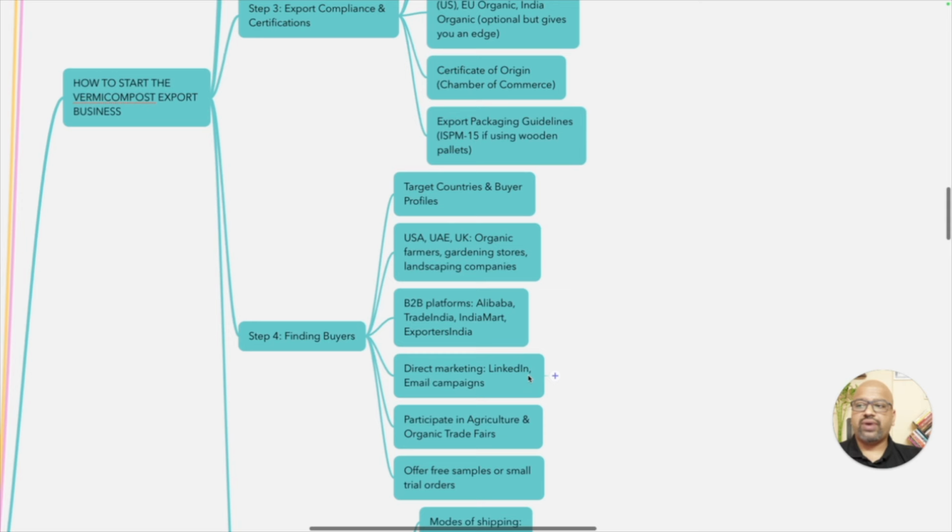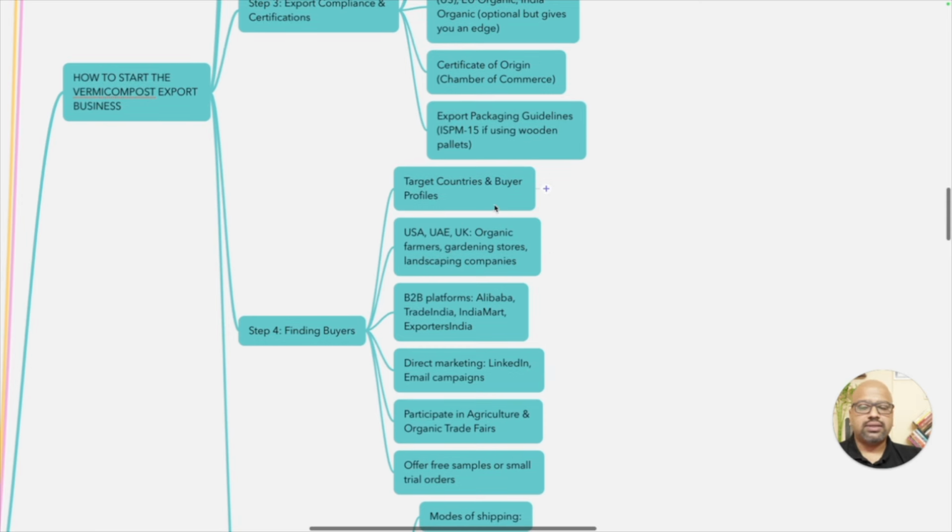When it comes to finding buyers, you can target the countries and the buyer profiles. These are organic farms, gardening stores, and landscaping companies. These are the buying targets for your market.